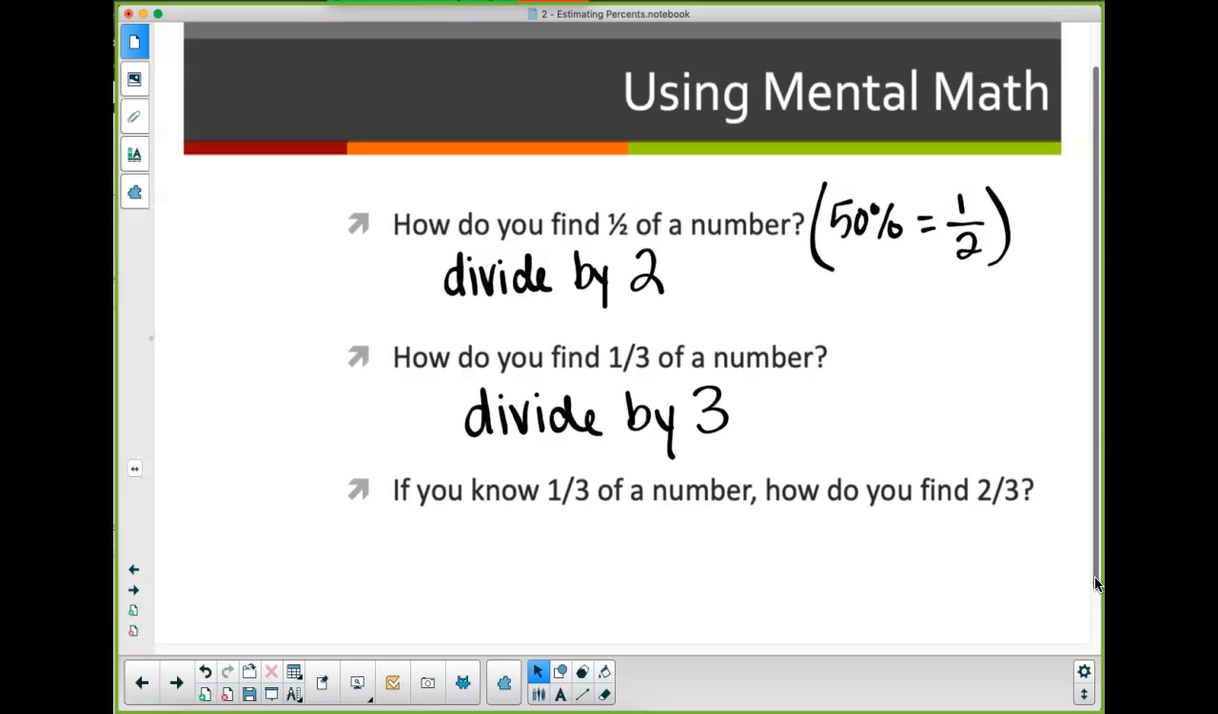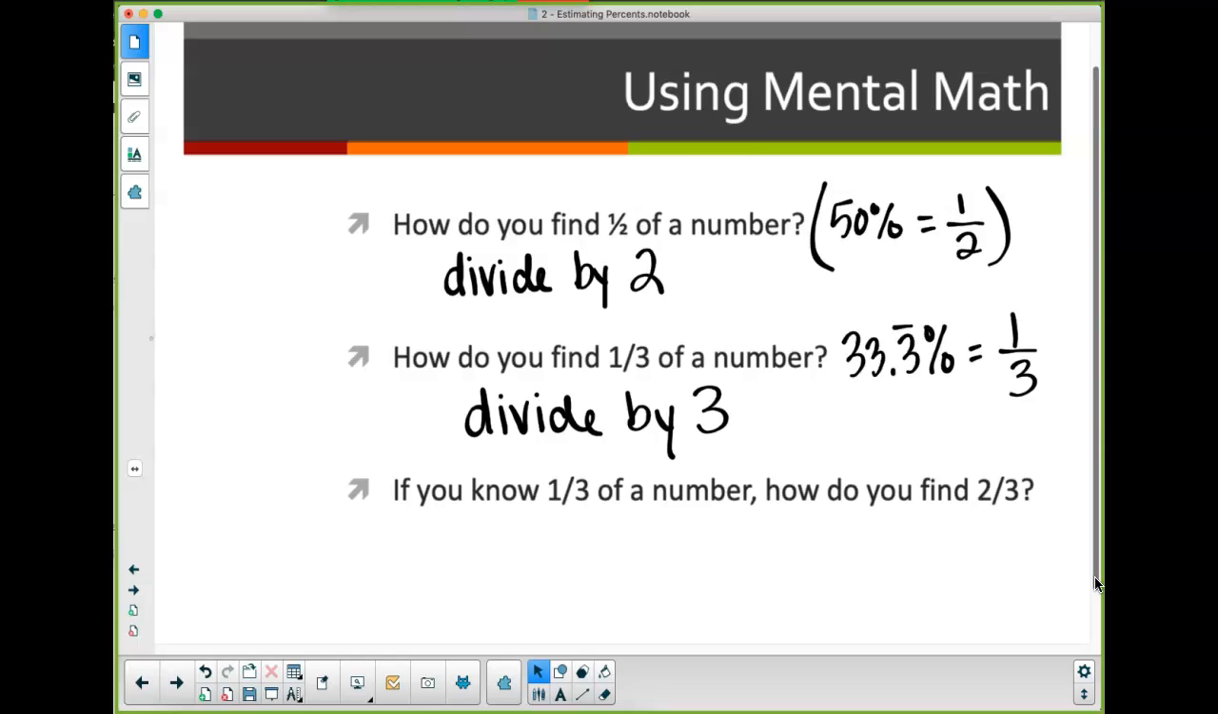Okay. Which is really 33.3 repeating percent, because that equals 1/3. Okay, this isn't on here, but how would you find 1/4 of a number? Krista? Divide by 4. How do you find 1/5 of a number? Go ahead. Divide by 5. How do you find 1/10 of a number?